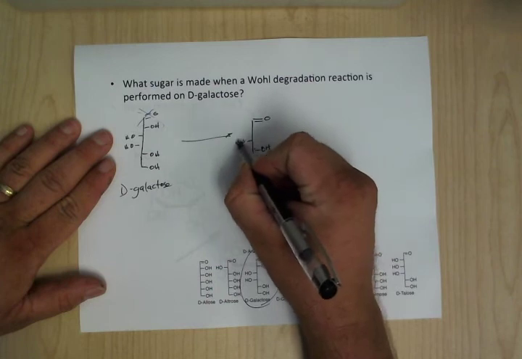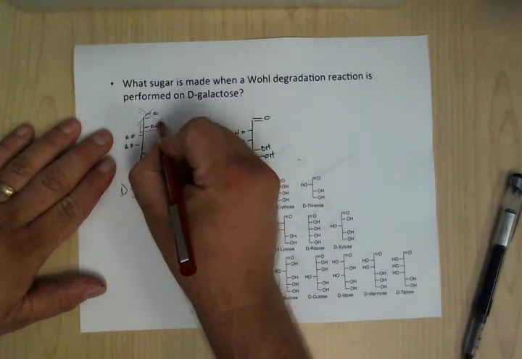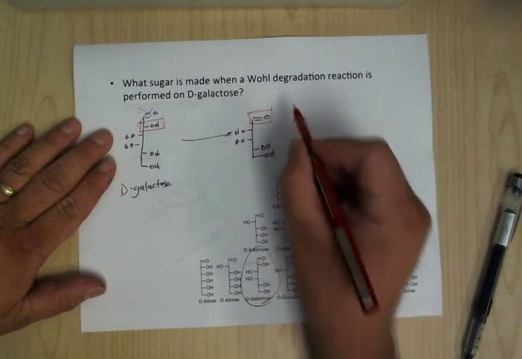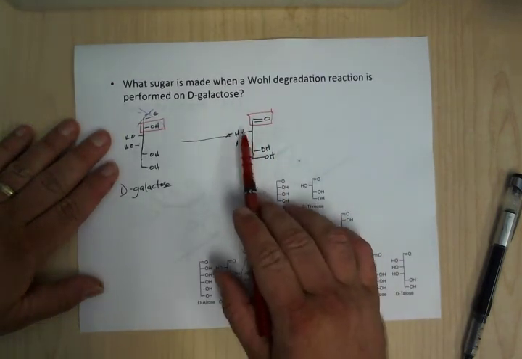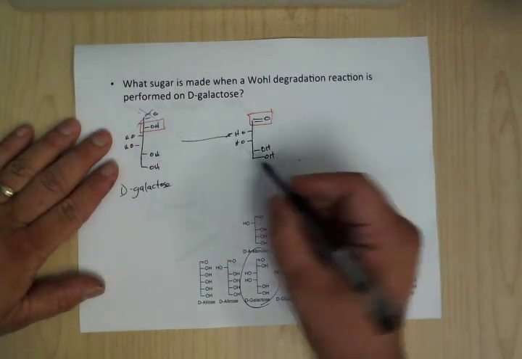So this becomes this. So you look on your chart. So right, left, left, right, right. So left, left, right, right. So this ends up being D-lyxose.